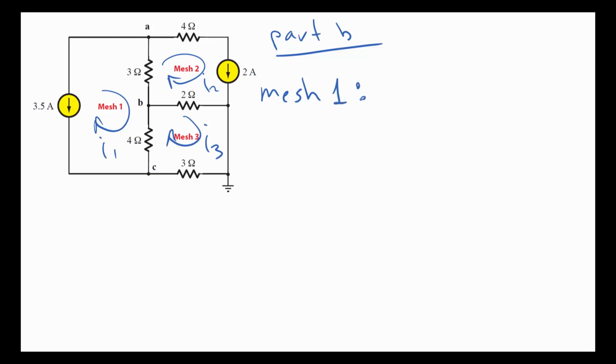Okay, now what's interesting about the mesh 1 current is that there is a branch that has a 3.5 amp current source, and that branch is only shared by the I1 mesh current. So I1 must be 3.5 amps. However, we see that the current directions are in the opposite direction, so the current source is pointing down, and then the mesh current is going up, so we have to use a minus sign. So I1 is equal to minus 3.5 amps.